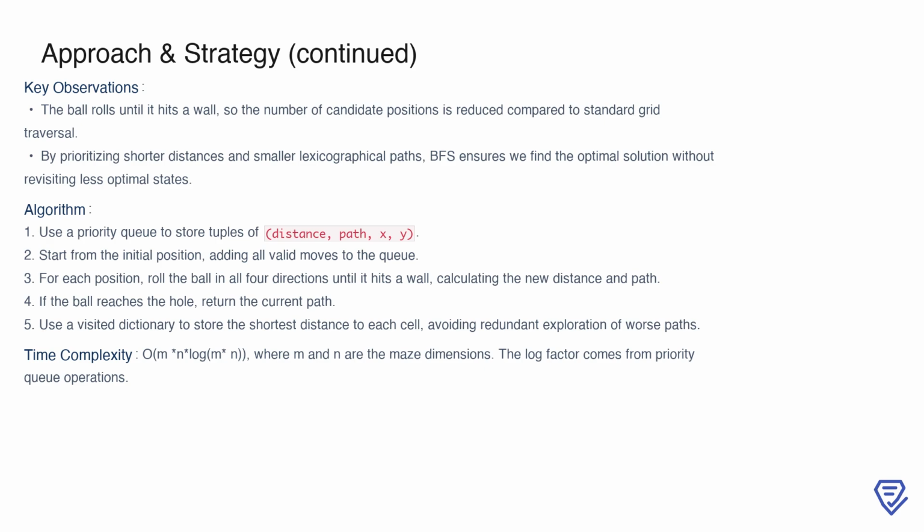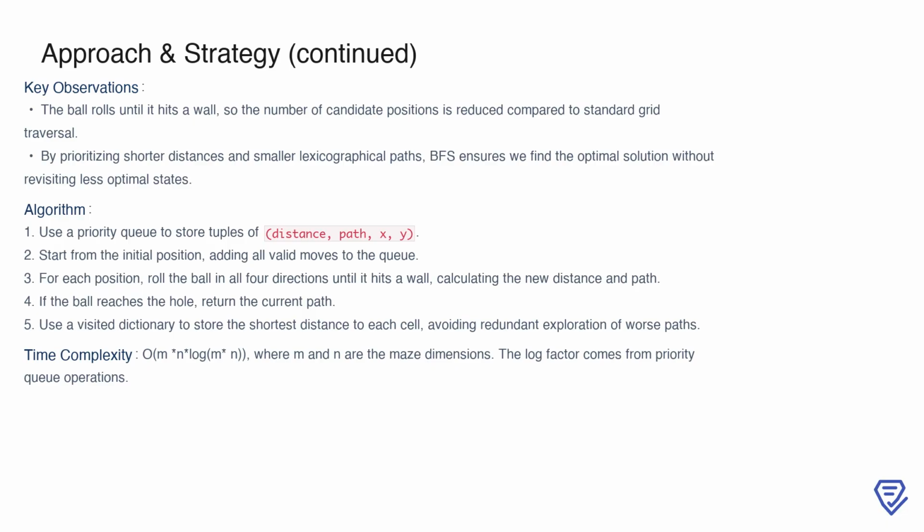The algorithm proceeds as follows. We maintain a priority queue to store tuples containing the distance, path string, and the current coordinates of the ball. Starting from the initial position, we enqueue all valid moves, rolling the ball in each direction until it hits a wall. For each new position, we calculate the updated distance and path. If the ball reaches the hole, we immediately return the current path.